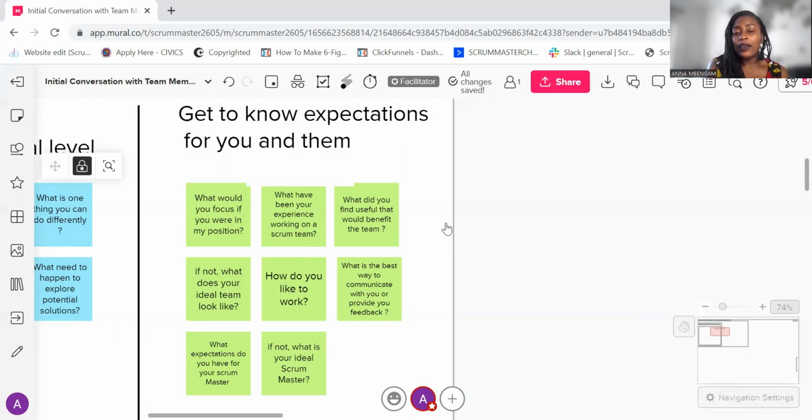And if not, if you haven't worked on a Scrum team before, what is your ideal team? What does your ideal team look like? When you think about a group of people working together, what does that look like for you? Either way, they're going to be able to craft what an ideal state is. That way, I have an understanding of what they're looking for our team to be.